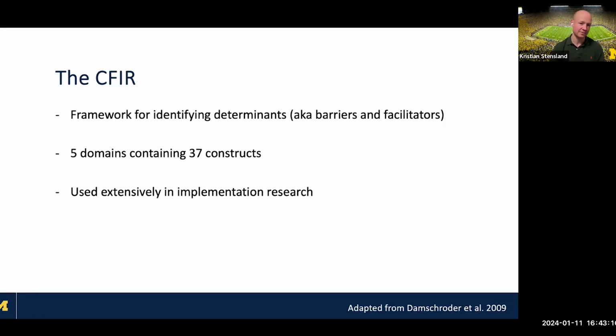It's already used extensively in implementation research, so there's a pretty good crosstalk between it and the other frameworks that we have, like the outcomes frameworks, and it directly targets and feeds into interventions we might be developing.